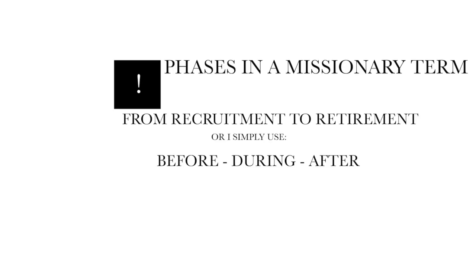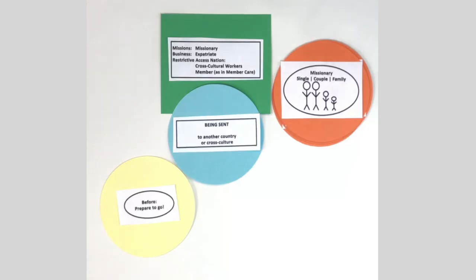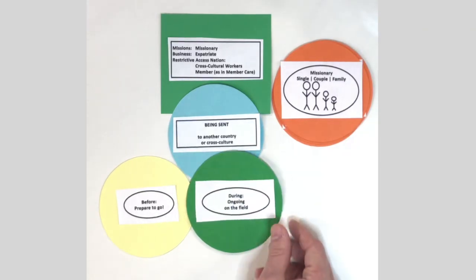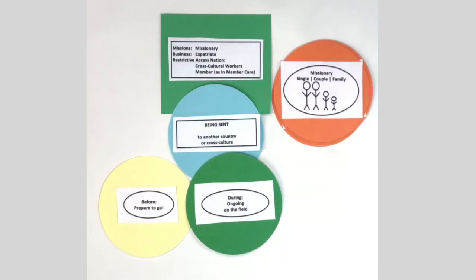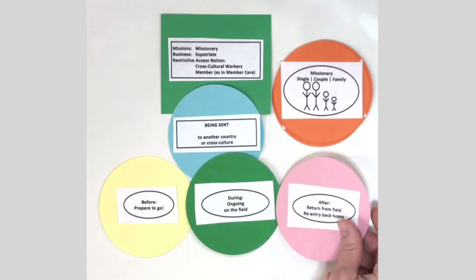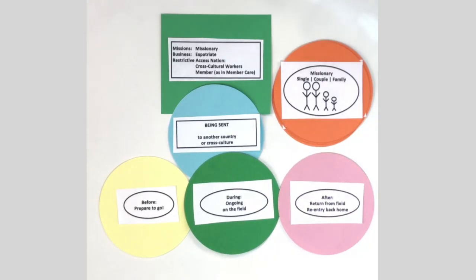The first phase to consider is the before phase, the prepare to go phase. The second phase we have to consider is the during phase, which is the ongoing, on-the-field care. Does the single, couple and family have enough support to be effective and sustainable on the field, in the foreign country, in another culture, long term? Not just to reach B, but also to reach C and D. The third phase we have to consider is the after phase. Returning from the field, re-entry back home. Is there enough support and infrastructure available for the single, couple and family to return back to their passport country or back home? Well, this is as far as we go today.